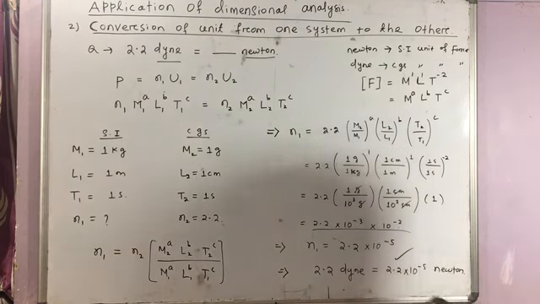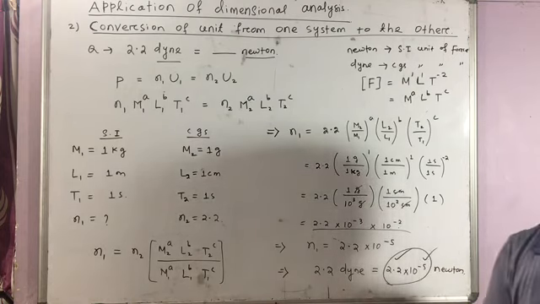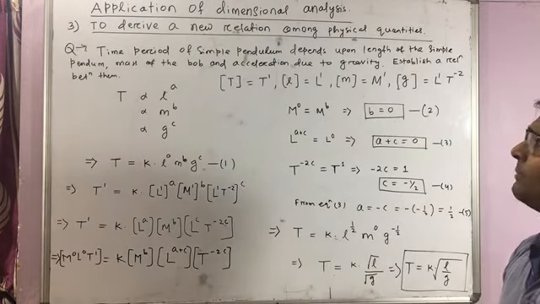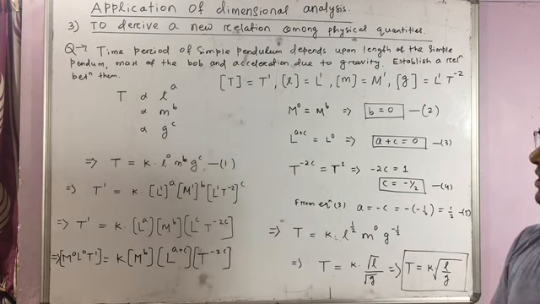So finally I am going to get 2.29 is equal to 2.2 into 10 to the power minus 5 Newton. So which is the numerical value. Now students, this is the last application of your dimensional analysis. The application is to derive a new relation among the physical quantities. This thing can be done.